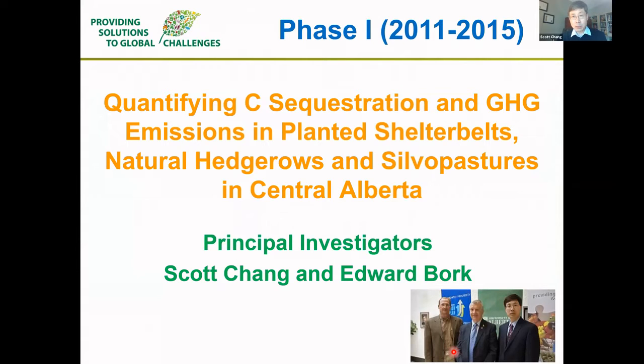So with that, the agroforestry program was lucky enough to get 2 grants from the federal government. The first grant, I call this phase 1, funded our research program between 2011 and 2015. We studied carbon sequestration and greenhouse gas emissions in planted shelter belts, natural hedgerows, and silvopasture systems in central Alberta. And this grant was funded to me and Edward Bork.